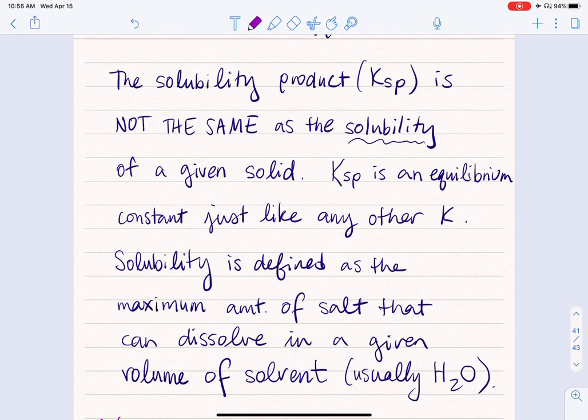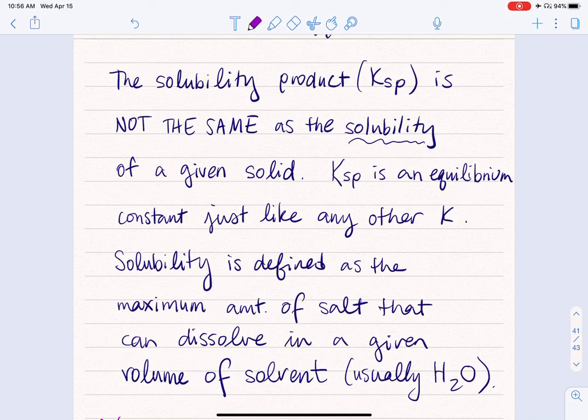Okay, to conclude our discussion of Chapter 15, I want to have you guys interconvert between solubility product and solubility. The solubility product, which is KSP, is not the same as the solubility of a given salt. So KSP, like any other equilibrium constant, is a constant. Solubility is a specific value that changes with different conditions.